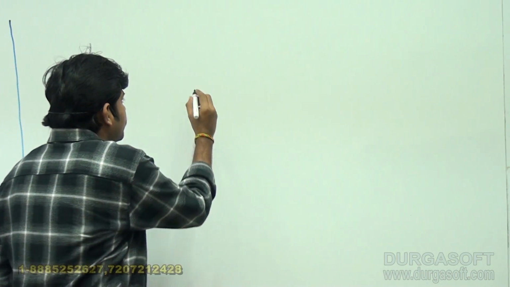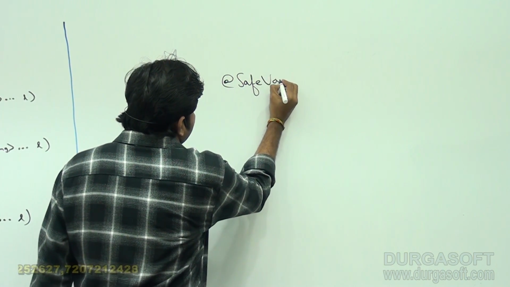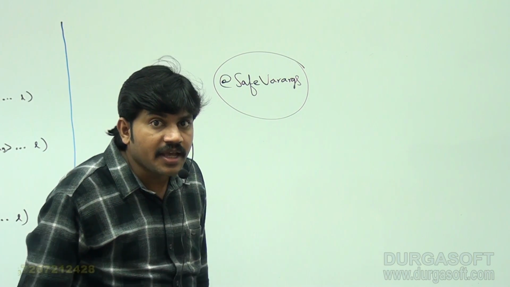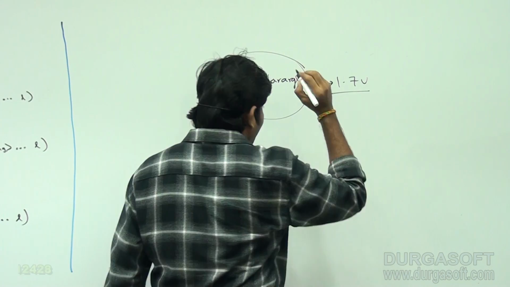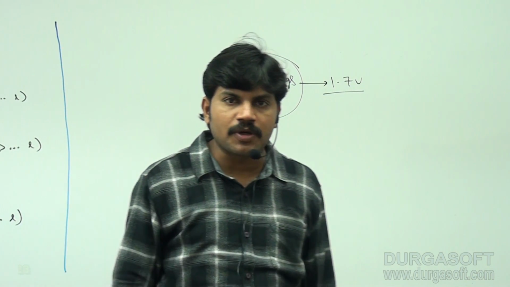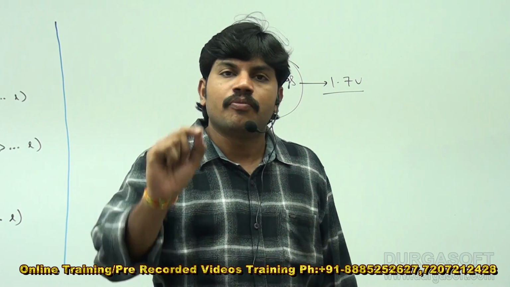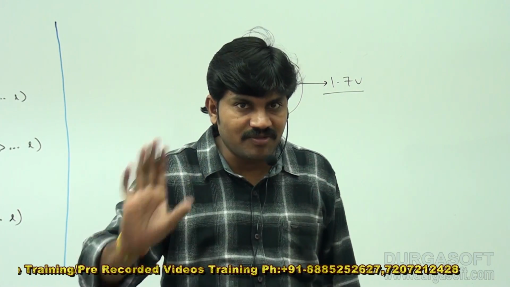Have you observed it? What is the annotation? At the rate SafeVarargs annotation. This annotation came in which version? The 1.7 version of Java. Remember this one. Most of the people, we never used this annotation, that's why we may not be aware, but actually this annotation came in the 1.7 version only.